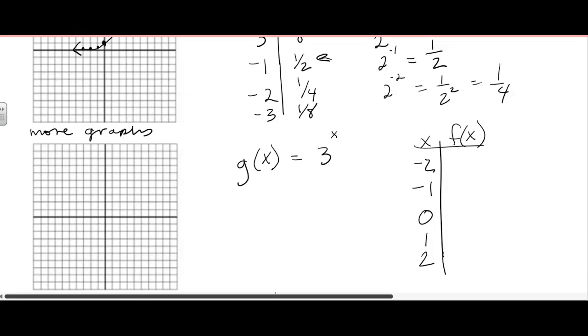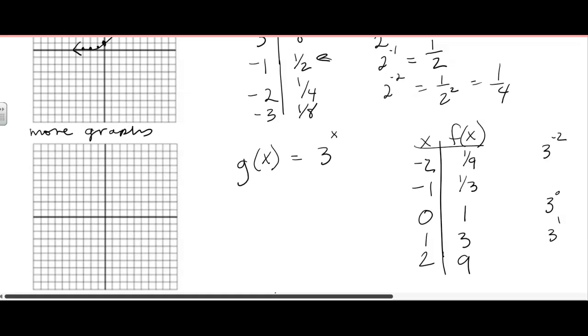If I put in negative 2 and negative 1 and 0 and 1 and 2, what happens? Well, when I put in negative 2, I'm going to get 1/9. If I put in negative 1, I'm going to get 1/3. If I put in 3 to the 0 power, I'm going to get 1. That's still true. If I put in 1, I'm going to get 3. And if I put in 2, I'm going to get 9.